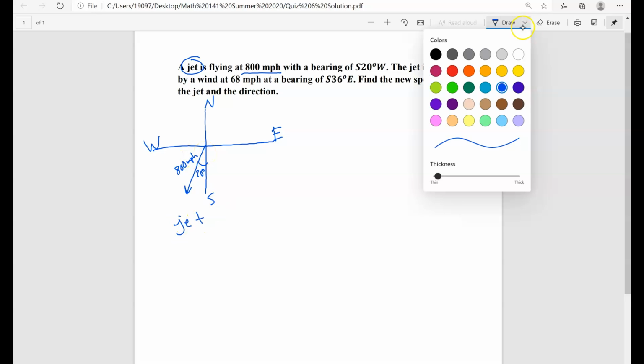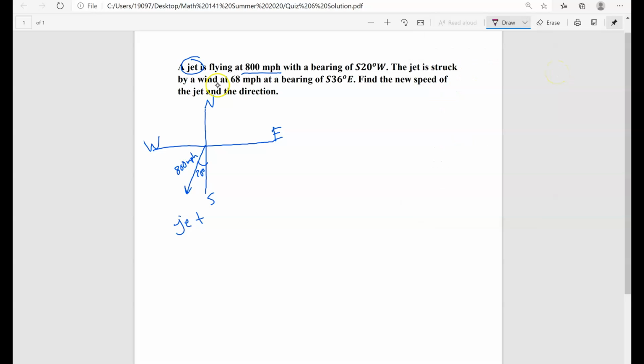Then you also want to draw the direction for the wind. The wind is going at 68 miles per hour southeast. So you have north, south, west, east, and it's going this way, and the bearing is 36 degrees. So this is my wind, going at 68 miles per hour. This is for the wind.